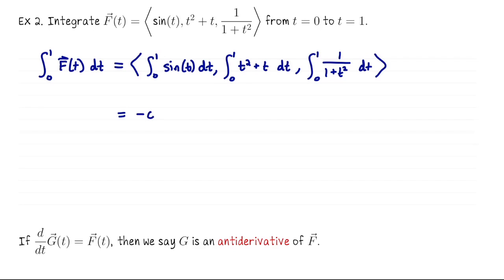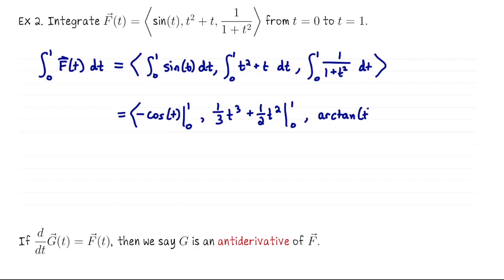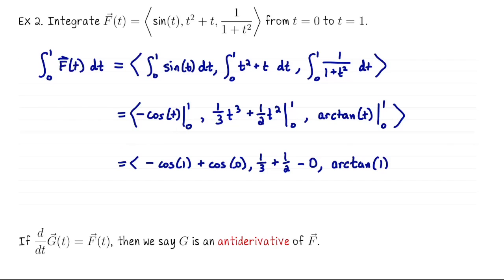For the first one, it's what? Negative cosine. And then we're going to evaluate it from 0 to 1. Let's see, that's actually just the first component. And then from power rule, we get 1/3 t cubed plus 1/2 t squared. The third one, that's an antiderivative you might have forgotten, or perhaps you've never seen it before, but the antiderivative of this one particular function is arctan of t. Okay, and this is a definite integral, so now we just plug in our top bounds, subtract off the bottom bounds. This is just component by component regular integration.